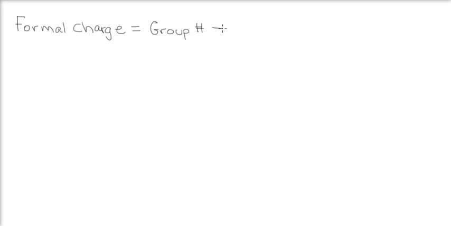So the element's group number, minus the number of bonds that the element is making, minus the number of electrons as lone pairs. And these electrons are counted individually, not as pairs themselves. So we're going to do some examples.